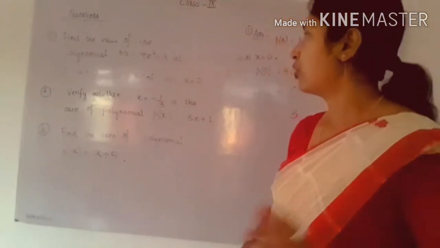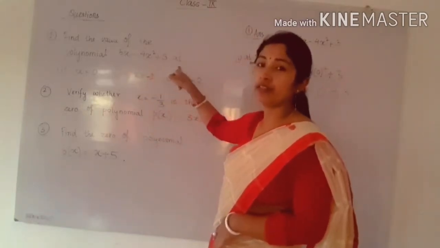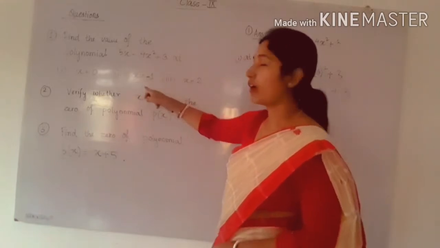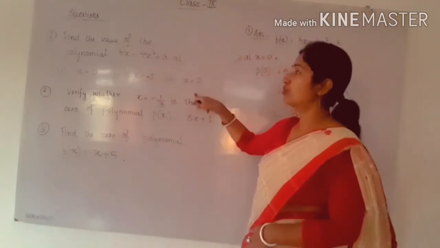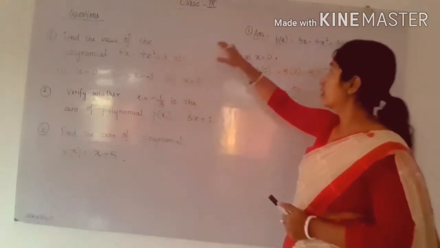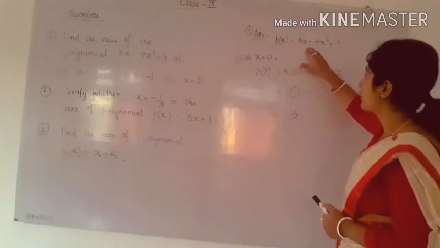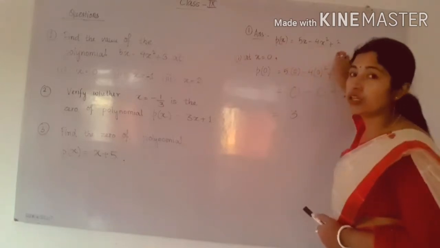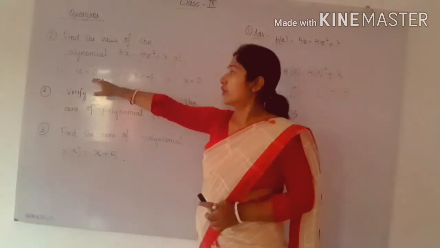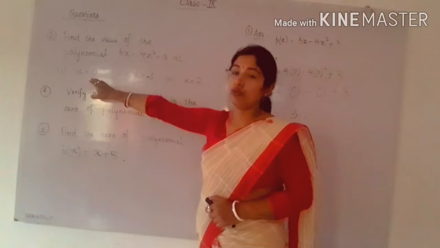Find the value of the polynomial 5x minus 4x square plus 3 at x is equal to 0, x is equal to minus 1, x is equal to 2. So here a polynomial is given. Let us take this polynomial as p(x). So p(x) is equal to 5x minus 4x square plus 3. First we have to find the value of this polynomial at x is equal to 0.